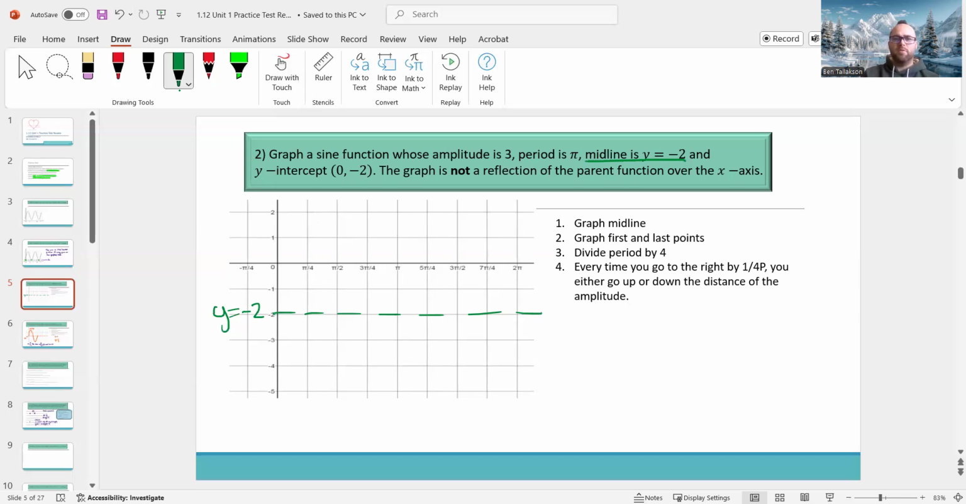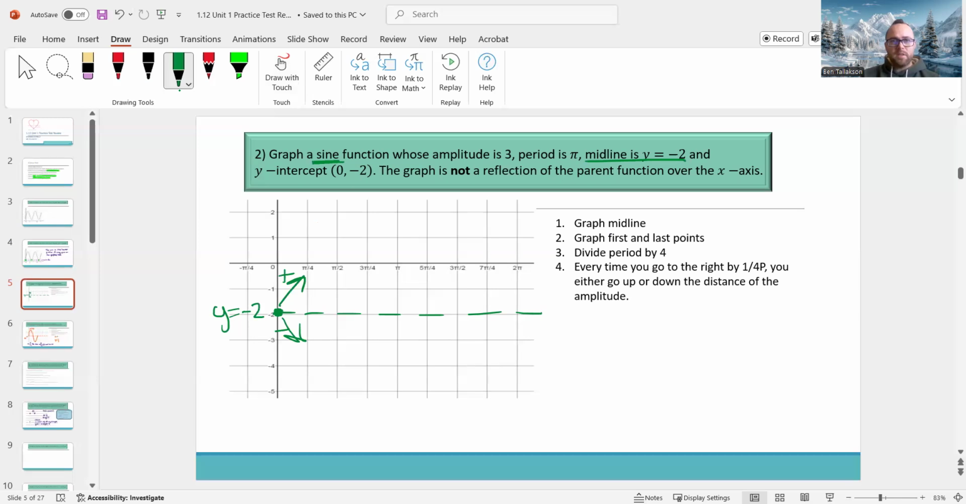Well, we want to graph the y-intercept next. And that has to do with, is it sine or cosine, positive or negative? Let's see. They told us right here it is a sine function. So we know the y-intercept is at the midline. Okay, but do we start by going up or down? Well, that all depends. Is it positive or negative? If it's positive, we go up. If it's a negative, we go down, right?